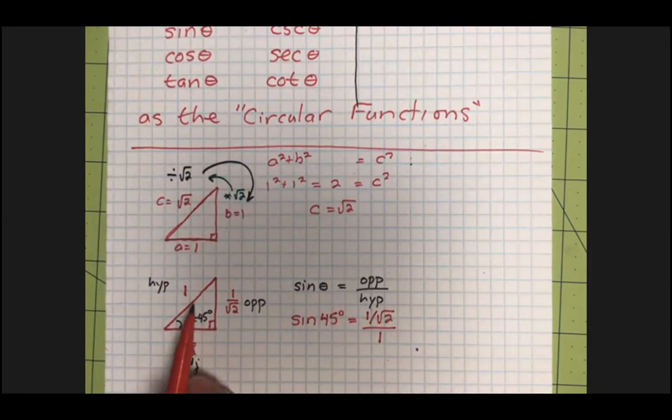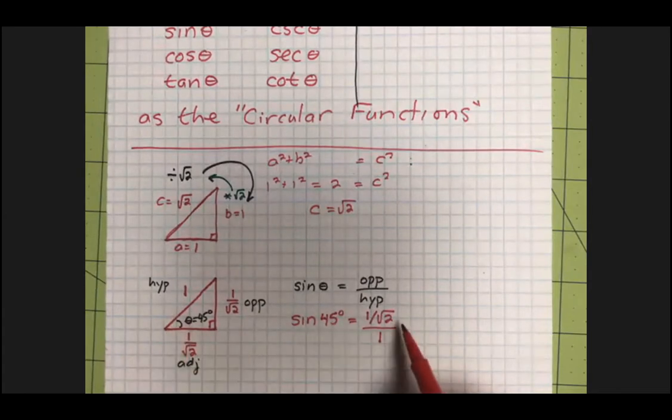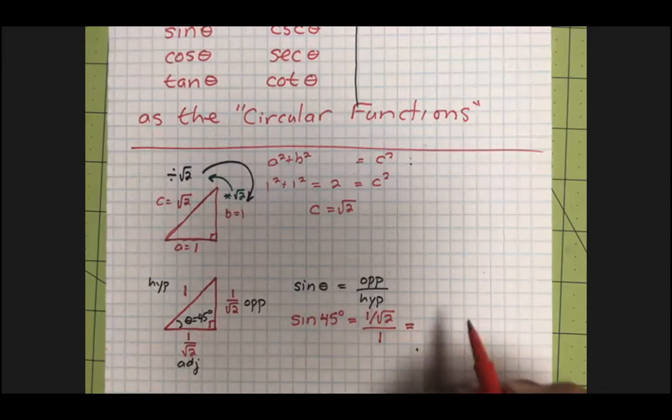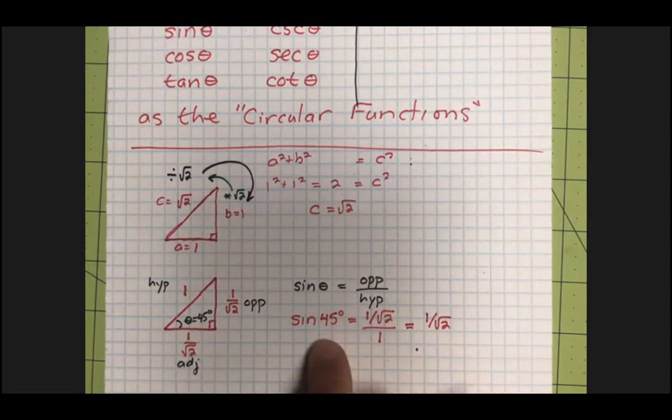But because of the way we chose the hypotenuse, choosing the hypotenuse equal to 1 makes this division kind of overwriting. Anything divided by 1 is itself. So the sine of 45 degrees is actually 1 over root 2. Now you know that the sine of 45 degrees is equal to 1 over root 2 on your calculator, on your exact value sheet, in any number of ways.